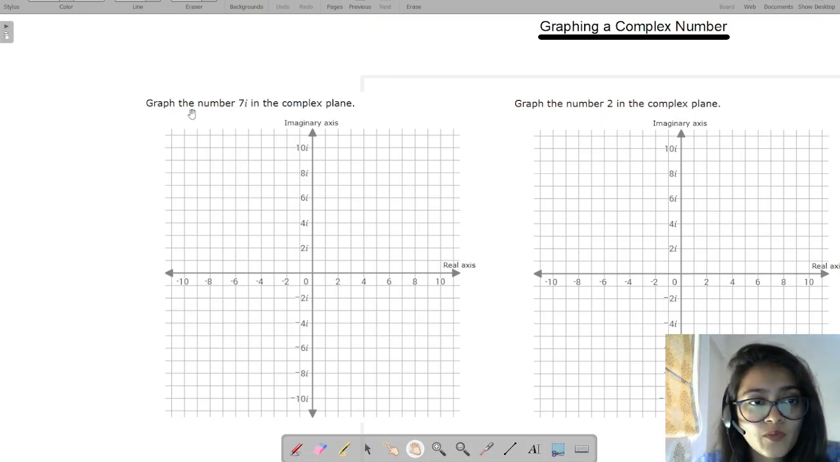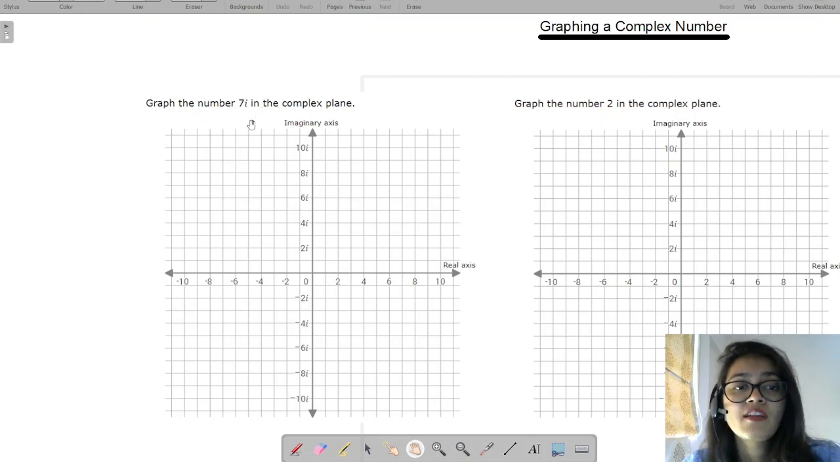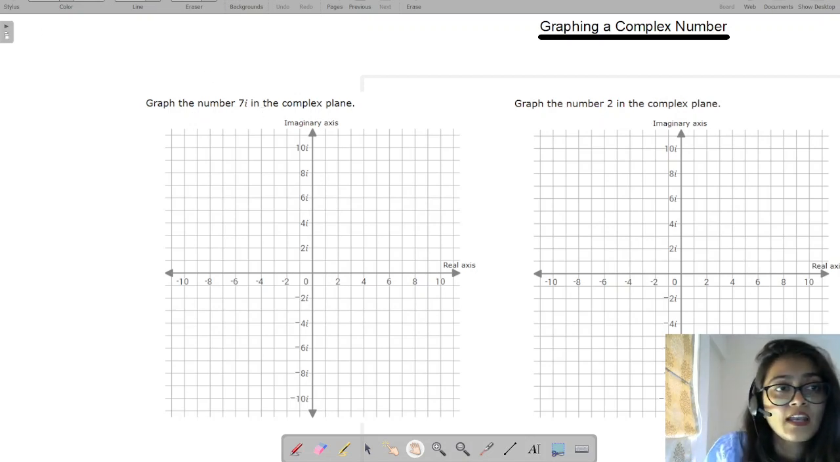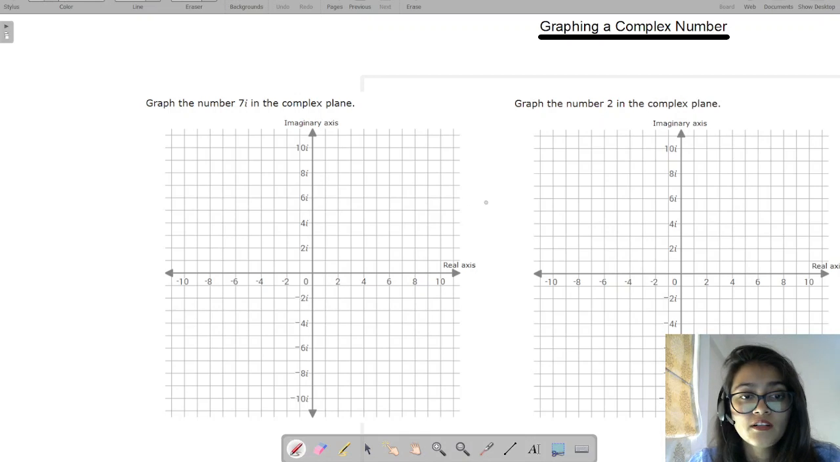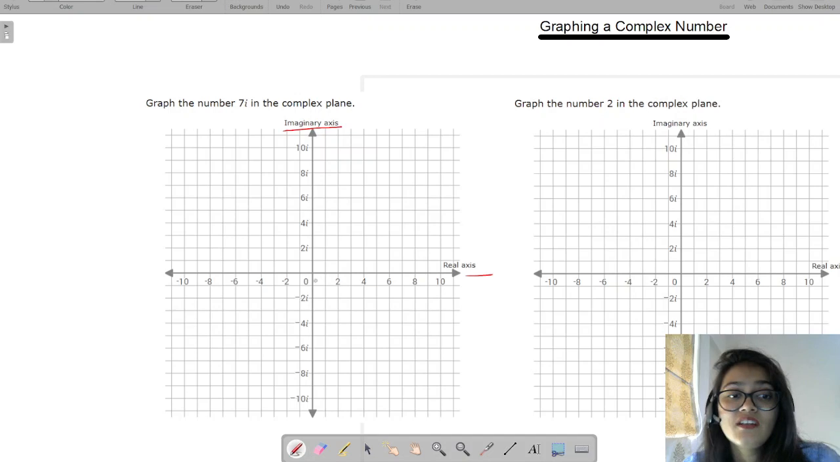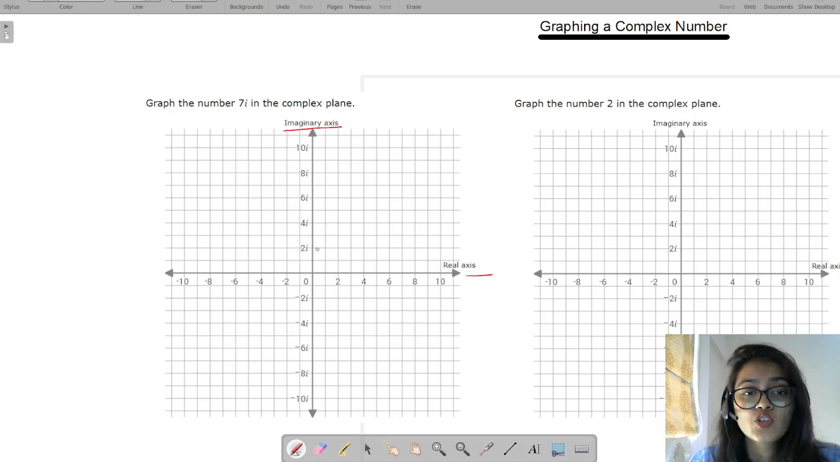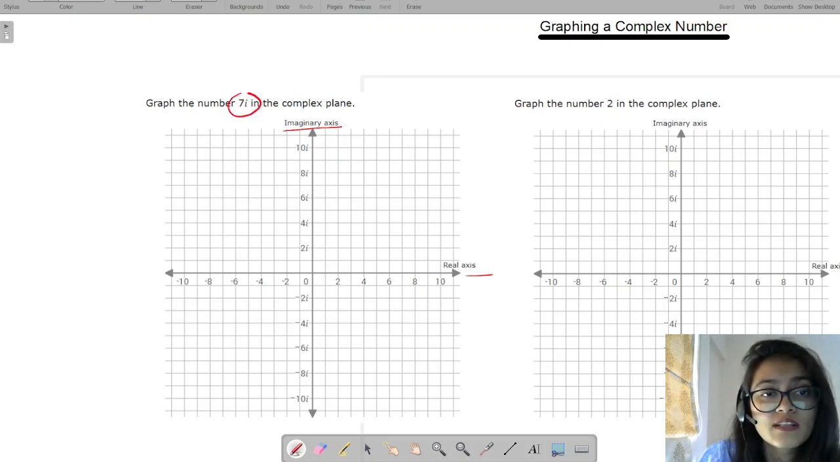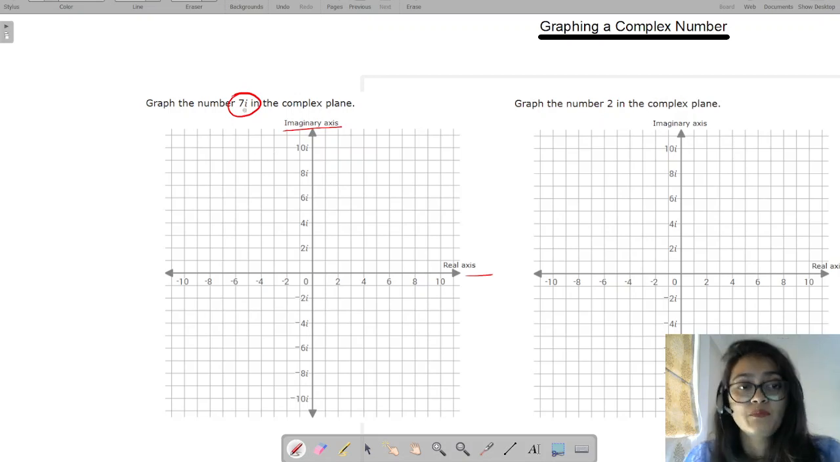So the first problem is graph the number 7i in the complex plane. Now if you guys can recall, here this is a complex plane because if you see, you have real axis and the imaginary axis. Okay, so on the real axis you can see real numbers, right? 0 1 2 3 4 5 6, and on the imaginary axis you can see imaginary numbers, so 2i 4i 6i and so on. Now we want to plot 7i on this complex plane.